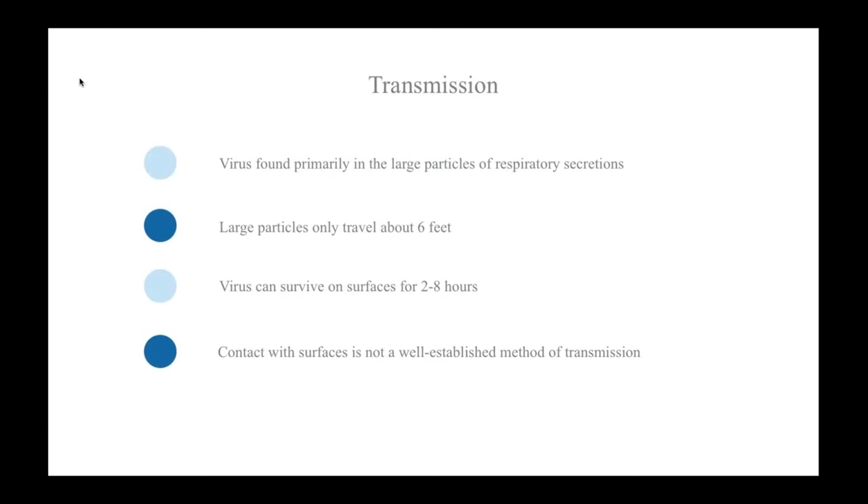The influenza virus is primarily found on the large particles of respiratory secretions from an infected person. The large particles only remain suspended for a short period of time and travel a distance of about 6 feet. Consequently, close contact with the infected person's respiratory secretions, like those from coughing or sneezing, is the primary mode of transmission.